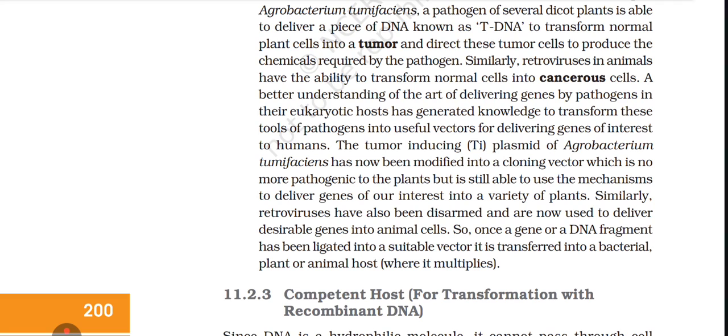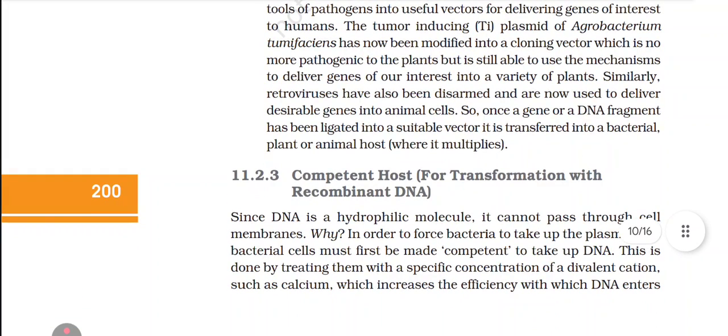Similarly, retroviruses have also been disarmed and are now used to deliver desirable genes into animal cells. So once a gene or a DNA fragment has been ligated into a suitable vector, it is transferred into a bacterial, plant or animal host where it multiplies. Competent host for transformation with recombinant DNA.